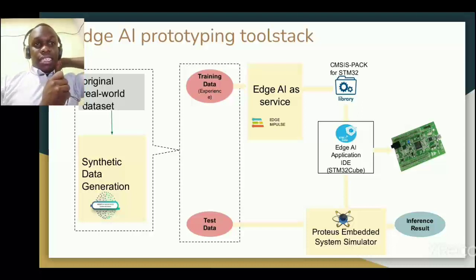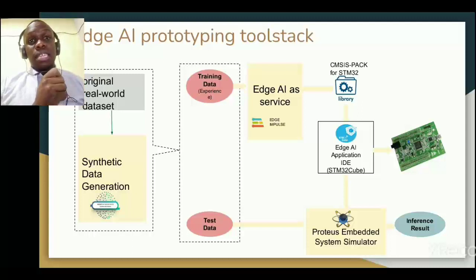So for Edge AI as a service, we were using Edge Impulse as our tool stack in order to learn from the data and classify it into yes or no cholera, our two classes. From there, Edge Impulse provides a way to download a CMSIS pack for STM32. That is a model that has been converted into a library, and we can use our Edge AI application IDE for STM32 to get a hex file that can be used on a Proteus embedded simulator. On this simulator, we will be feeding it test data and inferencing our results on yes or no cholera.